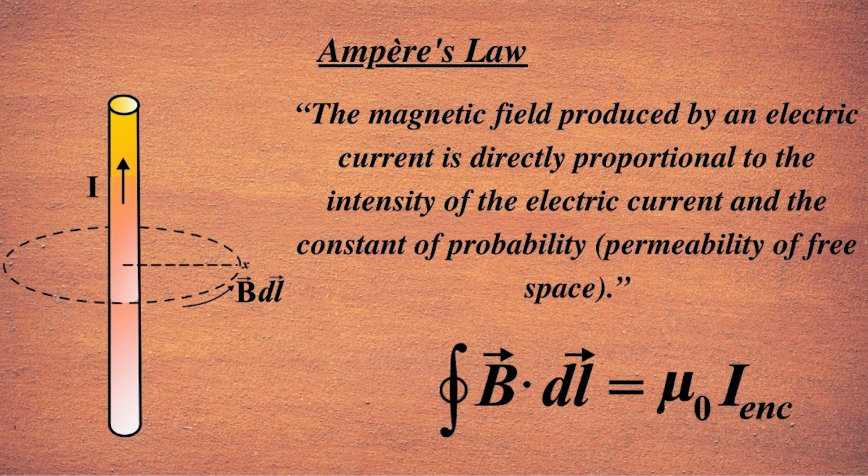Here H is the magnitude of the magnetic field intensity vector H. Therefore, the magnetic field intensity in the core due to the applied current is expressed as H equals N I by L.